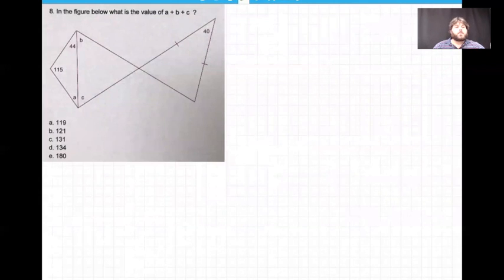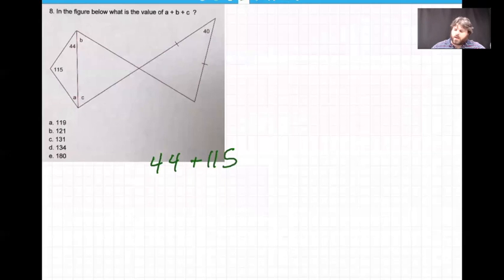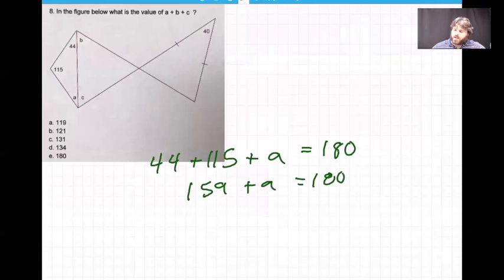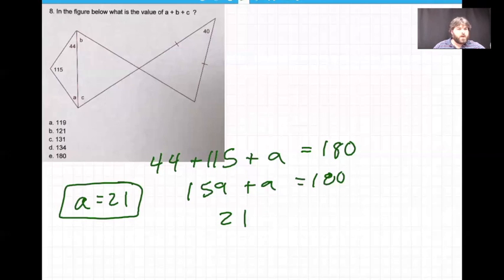All right, in the figure below, what is the value of A plus B plus C? Okay, so we need to know A plus B plus C, these three angles here. Well, first off, I've got a lot of stuff going on here. I'm gonna start writing all over this, okay? I see on the left side, I've got a triangle that has a 45-degree angle and 115, and then you've got this A. That's one triangle there. That should add up to be 180 degrees. So I can solve for A here. This is 159 plus A. So I know that 159 plus 21 is 180. So A is 21. All right, a third of the way there.